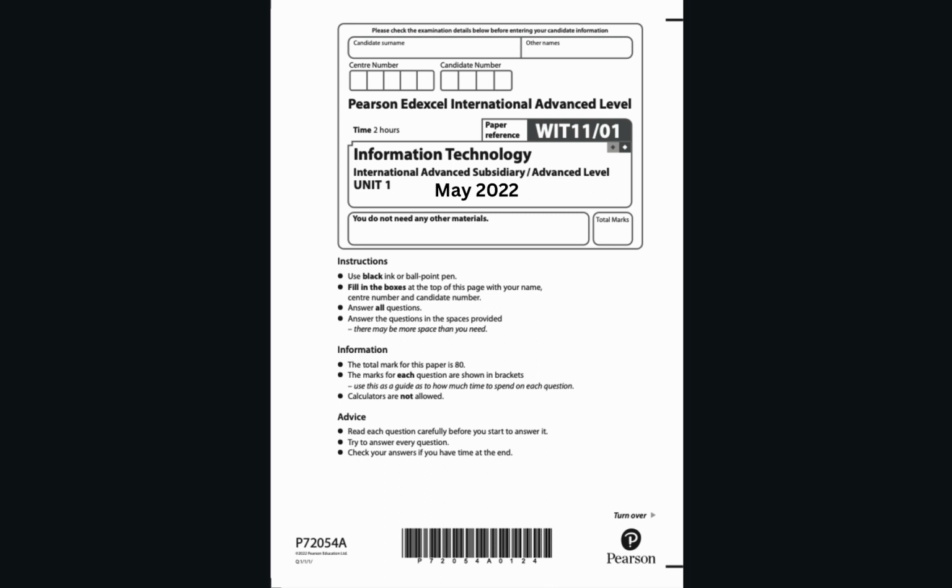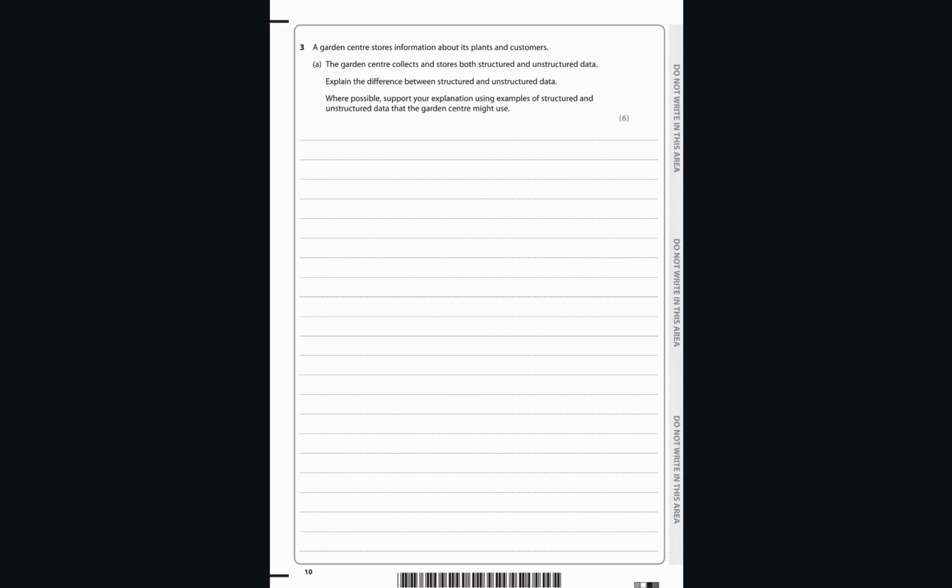So let's move to the question, which is question number 3. A garden center stores information about its plants and customers. The garden center collects and stores both structured and unstructured data. Explain the difference between structured and unstructured data. Where possible, support your explanation using examples of structured and unstructured data that the garden center might use.